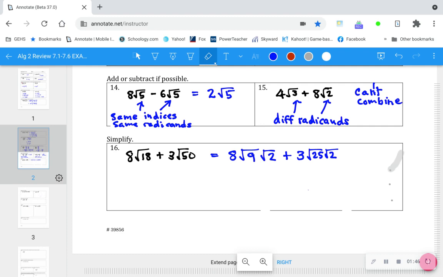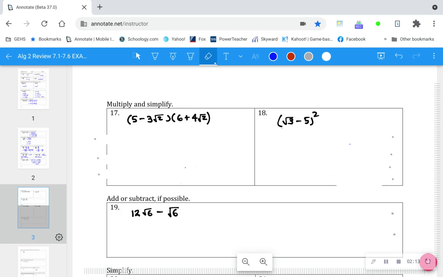Once you've done that, I usually work down the left-hand side and simplify. And then I work down the other side and simplify. And once you get down to the bottom here, you see that this problem was hiding like radicals. They both have square root of 2 in them. So now you just combine them. And this problem ends up with 39 root 2 as its simplified answer.